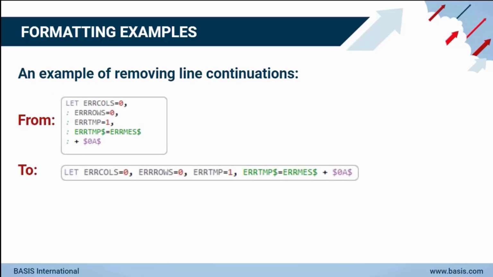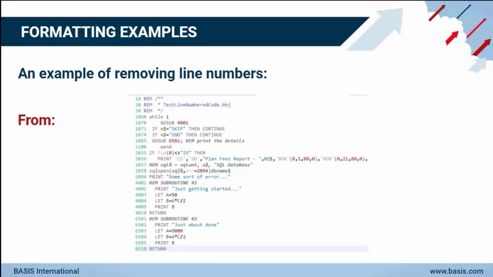In the original code, the developer was making use of line continuations. After formatting, all of the code that involved the line continuations has been moved to a single line that's easy to follow. Here is a BBj program that is still using line numbers. Notice that the program also includes a couple go-to statements pointing to the line numbers.